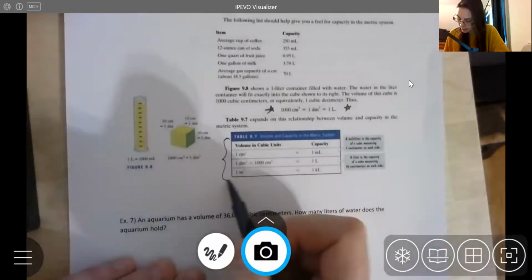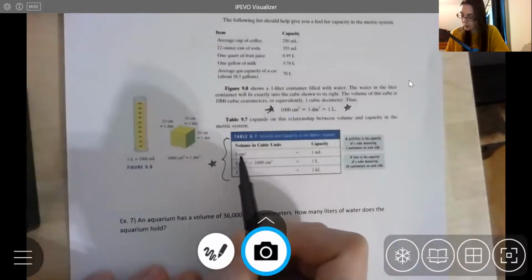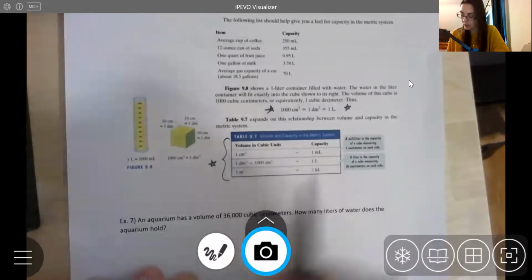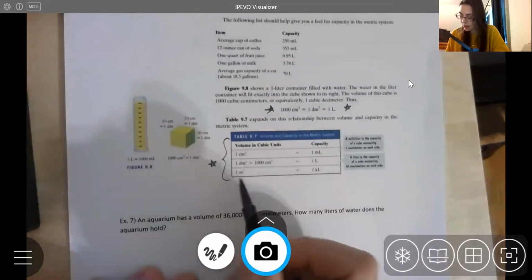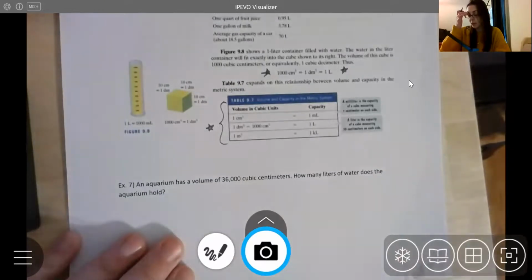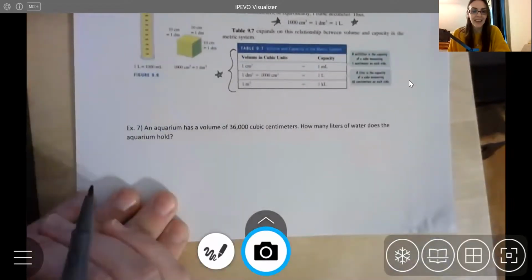Okay, and again, another table to keep in mind. 1 cubic centimeter is the same as 1 milliliter. 1 cubic decimeter, or 1,000 cubic centimeters, is the same as 1 liter. And 1 cubic meter is the same thing as 1 kiloliter. So you have quite a lot of conversions again to keep track of.